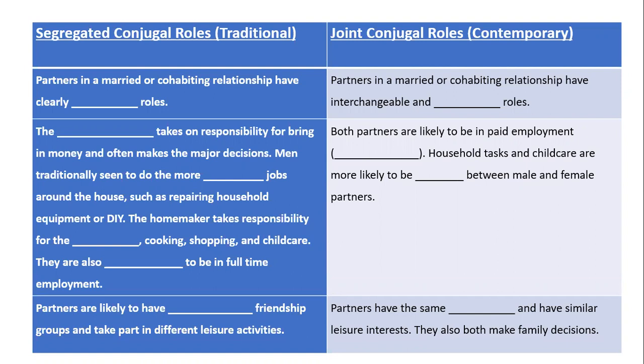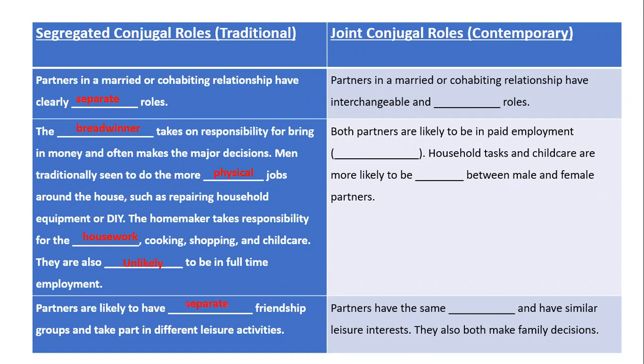So that's the traditional side of things. The partners in married or cohabiting relationships have clearly separate roles. The breadwinner takes on the responsibility for bringing in money and often makes the major decisions. Men are traditionally seen to do more physical jobs around the house, such as repairing household equipment or DIY. The homemaker takes responsibility for housework, cooking, shopping, and childcare. They are also unlikely to be in full-time employment. Partners are likely to have separate friendship groups and take part in different leisure activities.